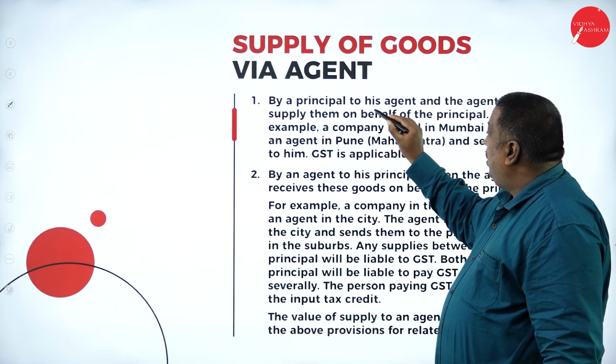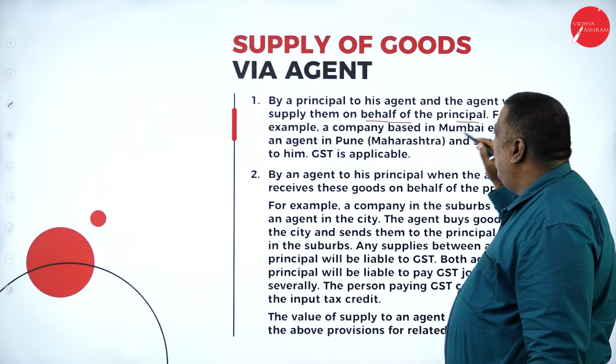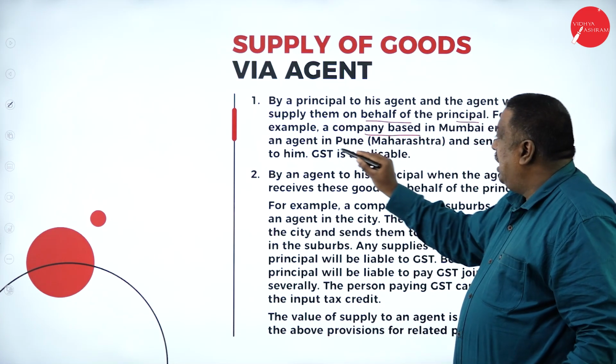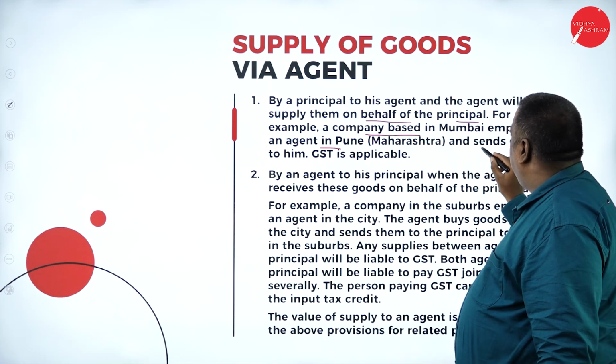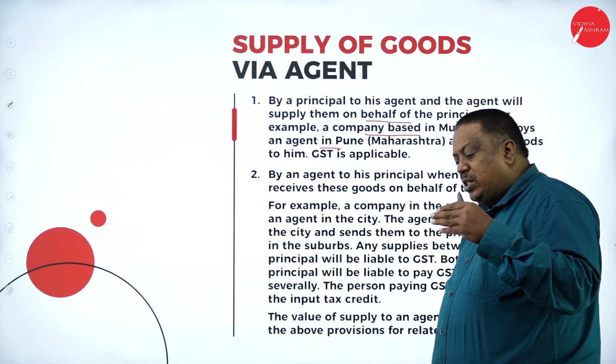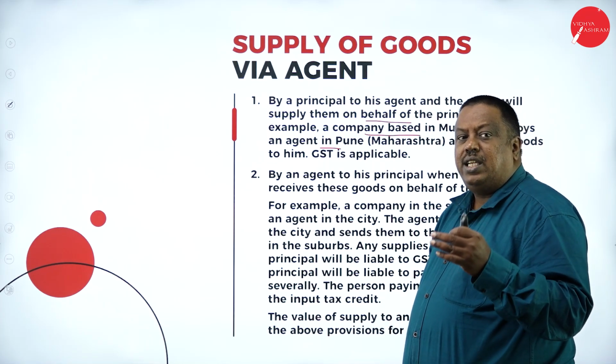The first concept we have here is supply of goods via agent. By a principal to his agent, and the agent will supply them on behalf of the principal. For example, a company based in Mumbai employs an agent in Pune and sends goods to him. So GST is applicable.